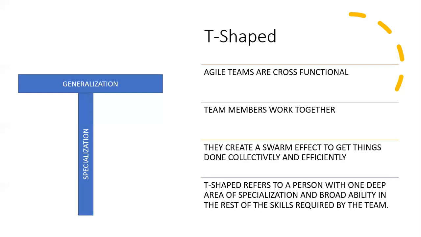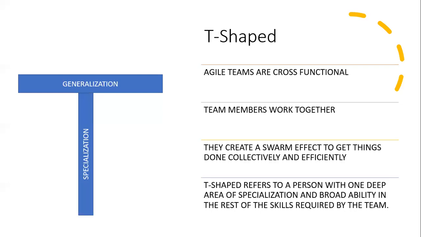A T-shaped person has a defined, recognized specialization and primary role, but has the skills, versatility, and aptitude for collaboration to help other people when and where necessary. This collaboration reduces handoffs, and the constraints of only one person being able to do the job. So it's a huge advantage when you have T-shaped people on the team.